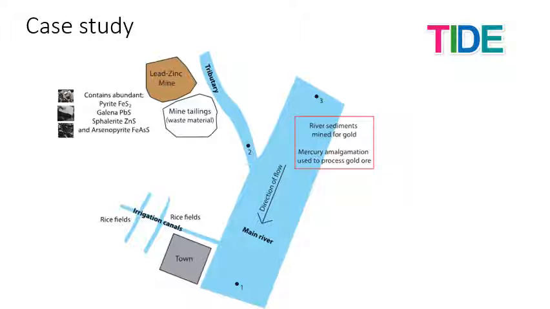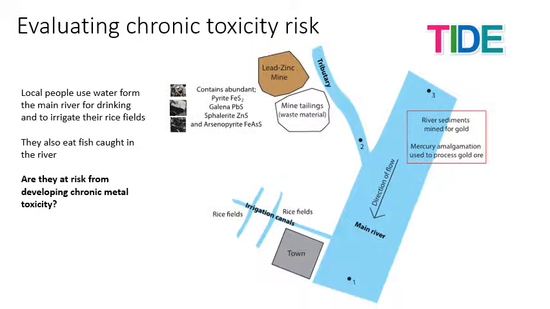This town is next to a river, and upstream of the river there are various mining operations, including a lead-zinc mine, and an area where river sediments are mined for gold by artisanal miners. In part 2 of this course, we will focus on assessing the impact of these mining activities on releasing metals to the river. But for now, we're going to focus on the potential chronic toxicity risks to people in this town due to metal exposure. The people living in this town use the river as a source of drinking water.